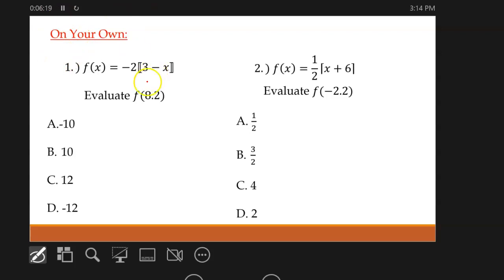All right, on your own, we are going to try these. So I'm going to let you go ahead and attempt finding the value for the greatest integer of 8.2.